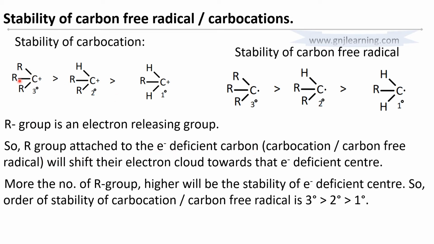So here R is attached to an electron deficient carbon. Here also it is like that, because this carbon is short of 1 electron now. Clear? So the R group is attached to the electron deficient carbon. It can be a carbocation like here, or it can be a carbon free radical like here. Both are electron deficient. What happens? This R group will shift its electron cloud towards that electron deficient center. So it will push that pair of electrons, its electron cloud, towards the electron deficient center.